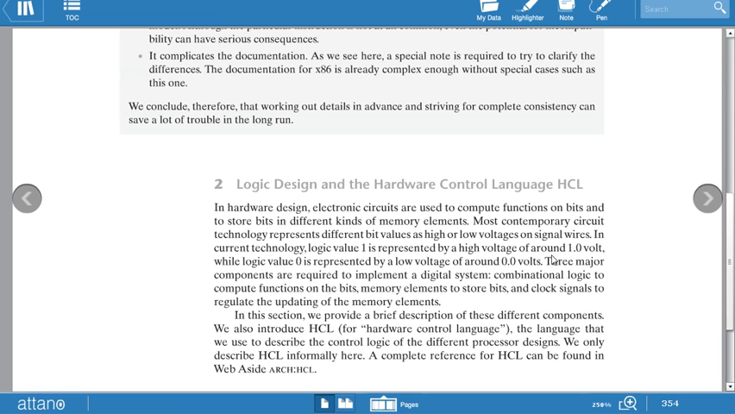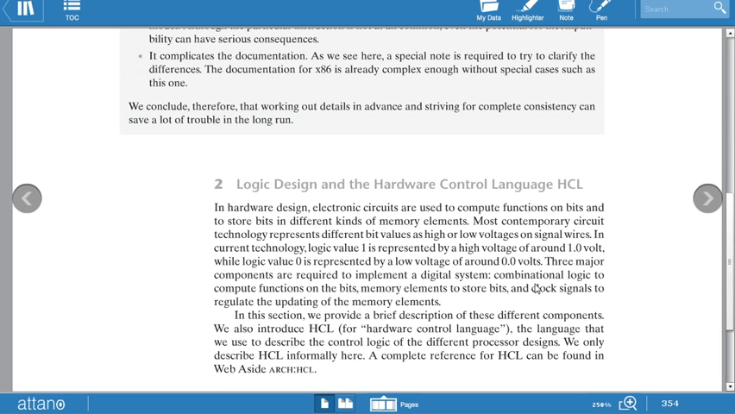This is 1 of around 1.0 volt, while the logic 0 is represented by the low voltage of around 0.0 volt. So 1 is true and it is represented by a high voltage of around 1.0, and 0 is represented by a low voltage of around 0.0.